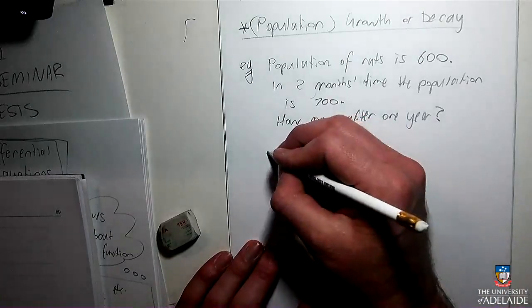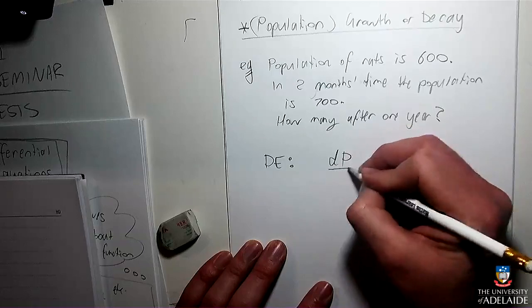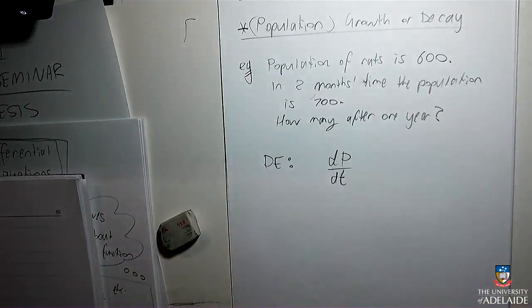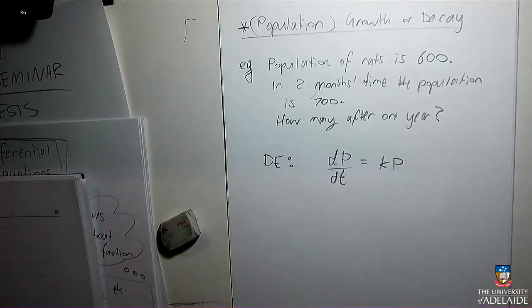And so we're going to say, well, how does this work? Well, we're going to set up the differential equation. The rate at which the population is increasing is some multiple of the current population. Because you imagine saying, well, the birth rate is that every pair of rats on average produce one rat, then you've got half as many as you had before. It's that sort of thing.